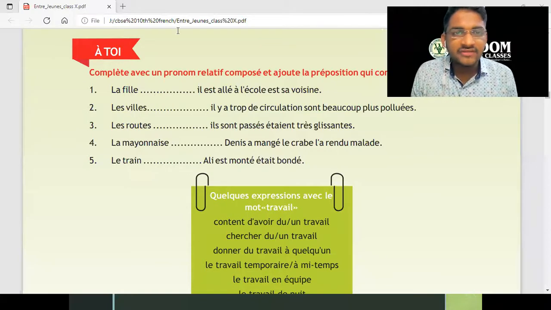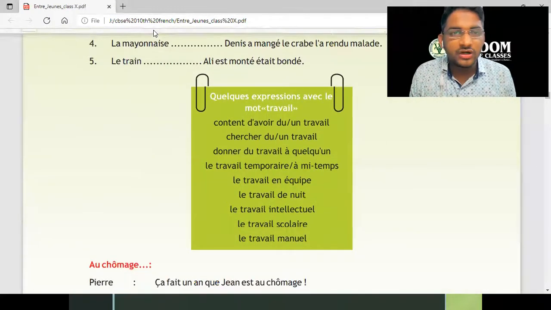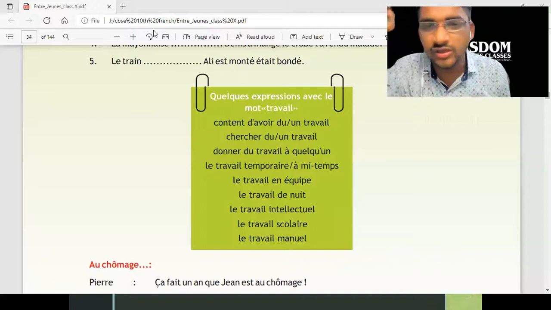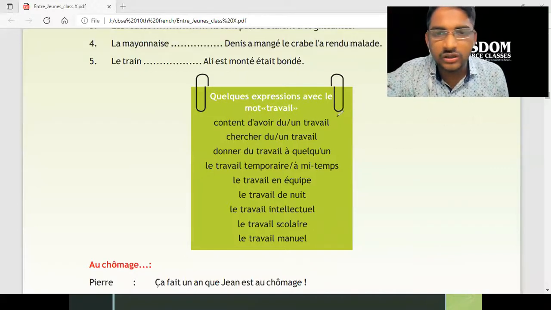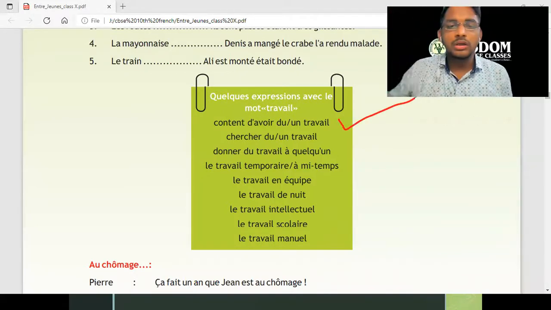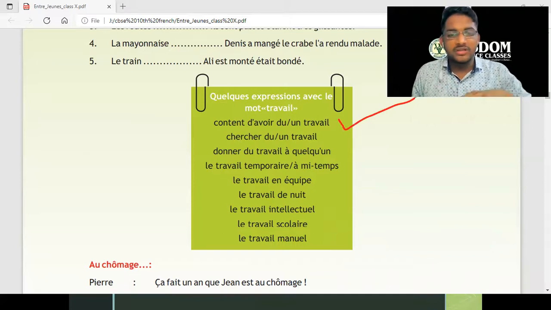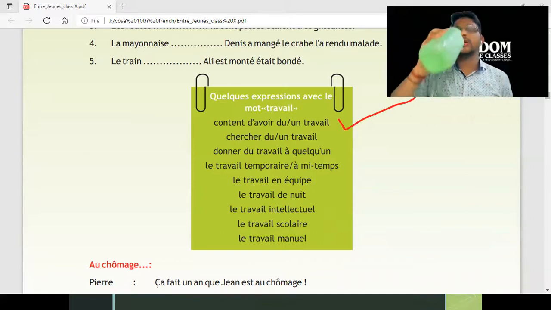What do we have next? Some expressions with the word travail. So let's read it and do the English translation. Some expressions with the word travail. Content d'avoir du travail, un travail. So happy to have some work or a work.